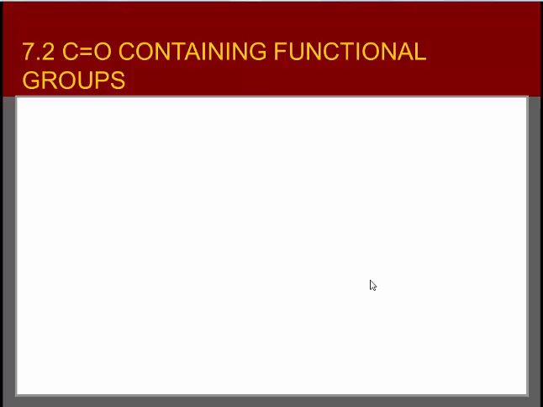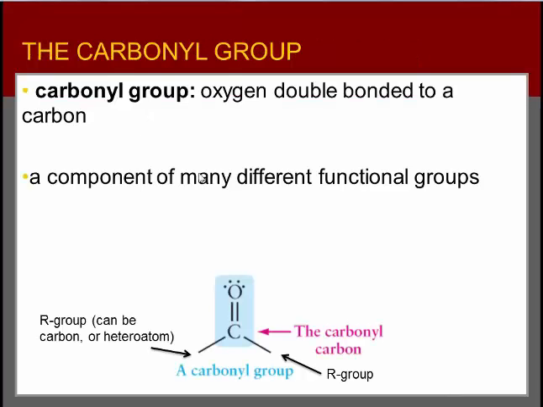Now we're going to talk about carbon-oxygen double bond containing functional groups. These are called carbonyl groups. That's an oxygen double bonded to a carbon. Example is shown right here. And that carbon then has two more bonds. It can form bonds with an R group, like a carbon or a heteroatom, and a different R group.